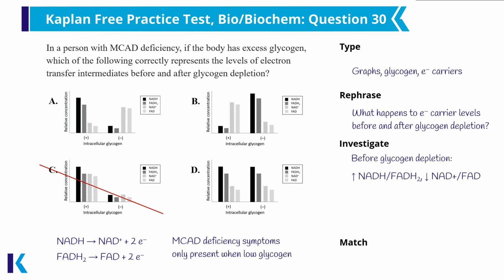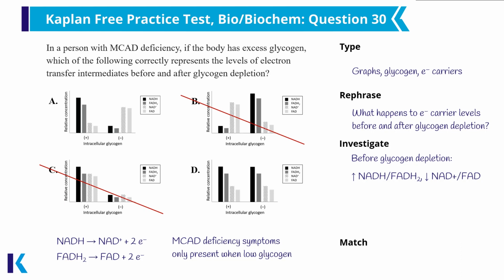I know from my studies that molecules that signal that the energy levels are high are things like ATP, as well as the reduced form of the electron carriers NADH and FADH2. Therefore, the oxidized form, NAD plus and FAD, should be low. That allows me to eliminate answer choice B, which has that relationship flipped.